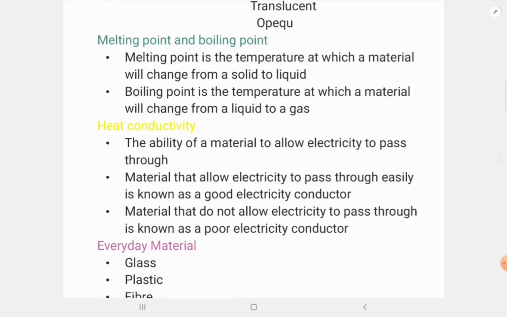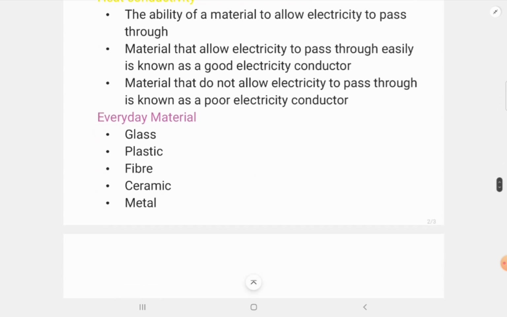Melting point is the temperature at which a material will change from a solid to a liquid. Boiling point is the temperature at which a material will change from a liquid to a gas. Heat conductivity. The ability of a material to allow electricity to pass through. Materials that allow electricity to pass through easily are known as good electrical conductors. Materials that do not allow electricity to pass through are known as poor electrical conductors. Everyday material: glass, plastic, fibers, ceramic, and metal.